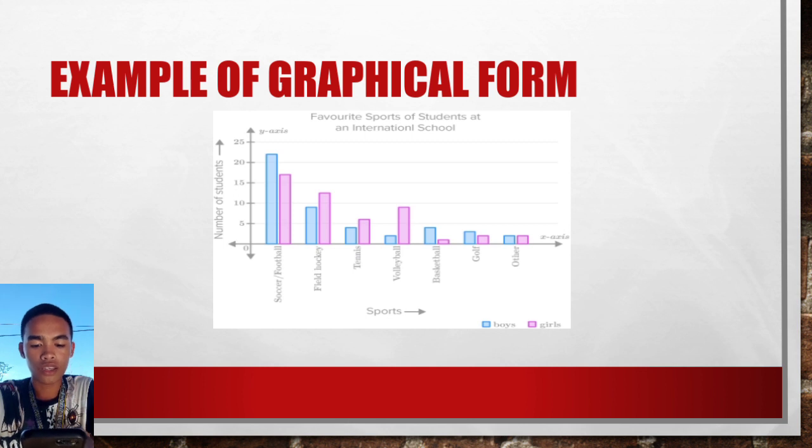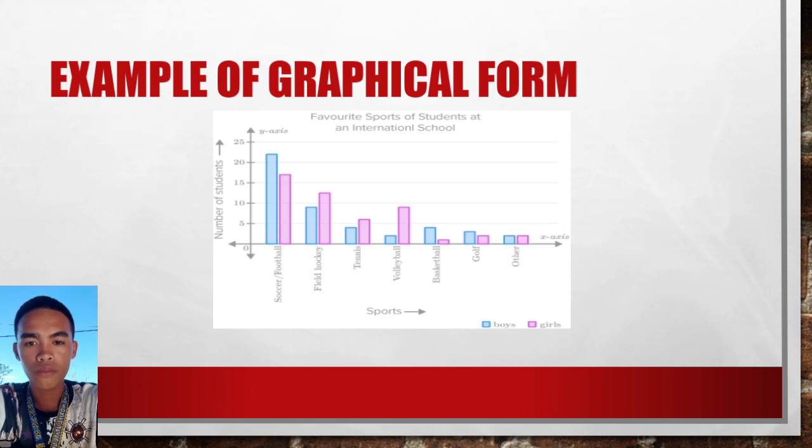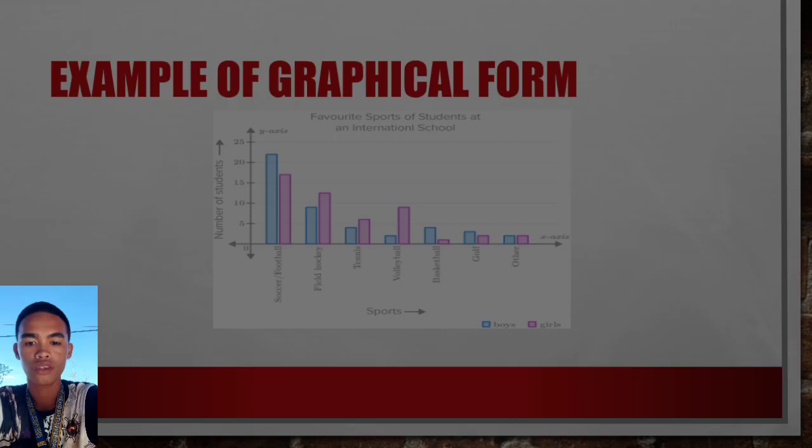Next is field hockey. This time, the girls are higher than the boys. Let's assume that there are 9 boys whose favorite sport is field hockey and 13 girls whose favorite sport is field hockey. The same goes for the other sports. So this is how we use the graphical form chart.